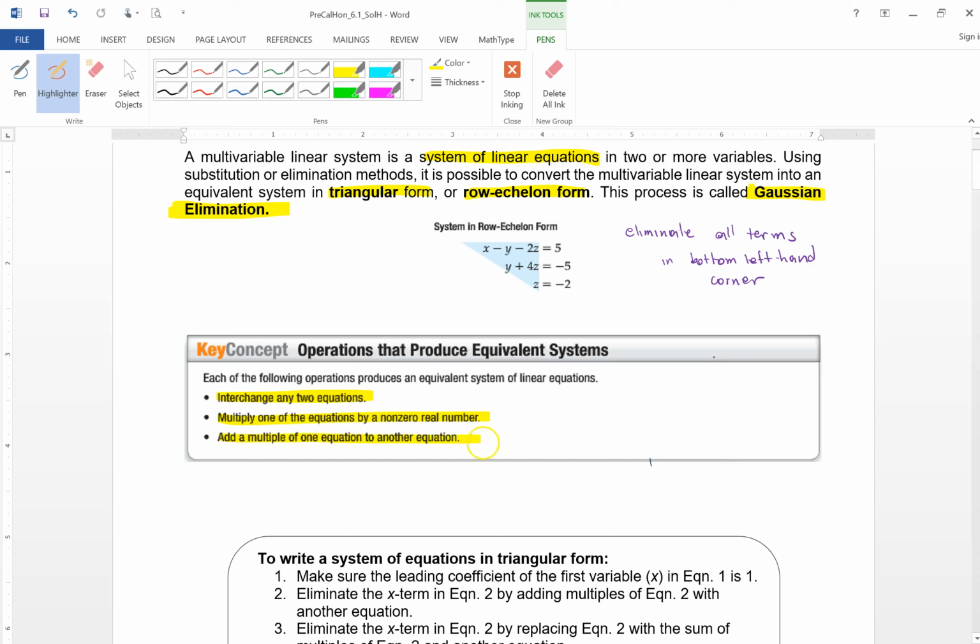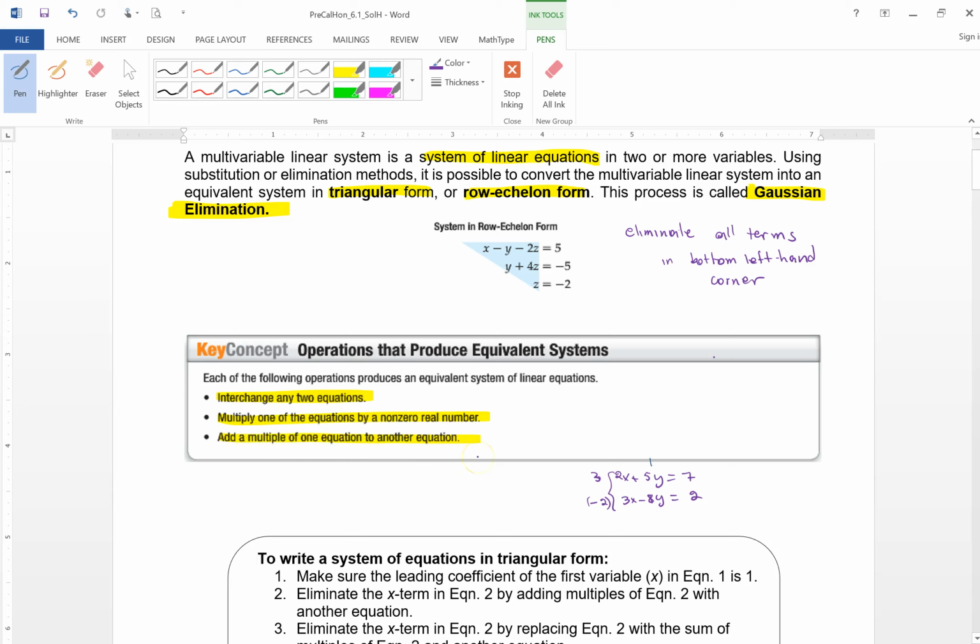You can also add a multiple of one equation to another. For example, you can add equation 2 and equation 3. It's like elimination. Before, when we had 2x plus 5y equals 7 and 3x minus 8y equals 2, and you wanted to eliminate the x, what did we do? We multiply this by 3, we multiply this by -2, and we add them. So we're adding multiples of one equation to another equation.